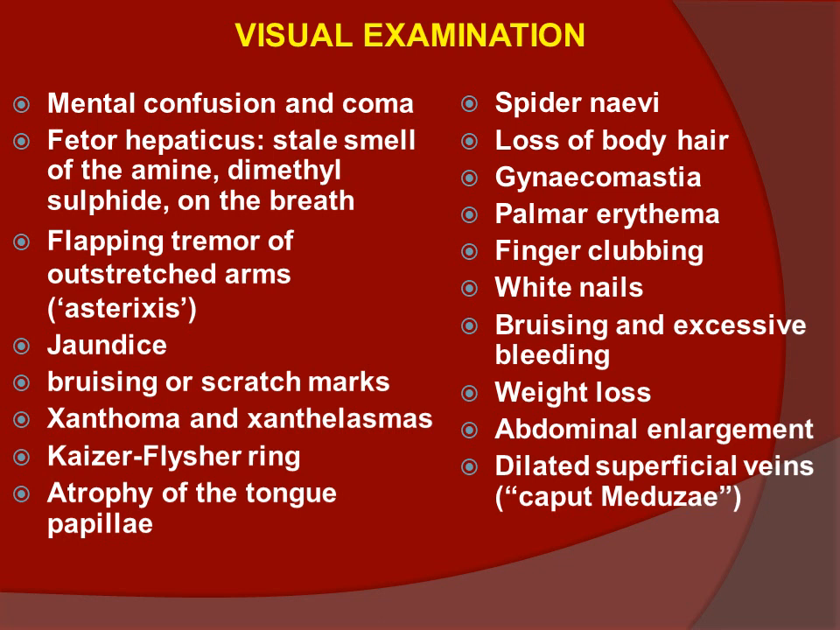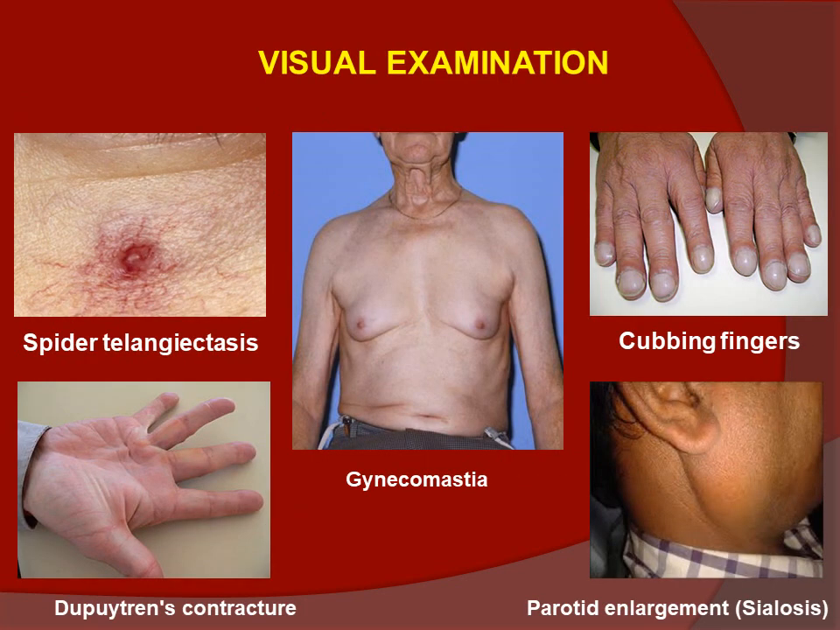Jaundice is specific for gallbladder and bile duct diseases, and also for diseases of the liver. Xanthomas, xanthelasmas, Kayser-Fleischer ring, atrophy of the tongue, and other symptoms will be discussed further. On visual examination, certain signs will be found which suggest chronic liver disease, and these symptoms are shown on this slide.